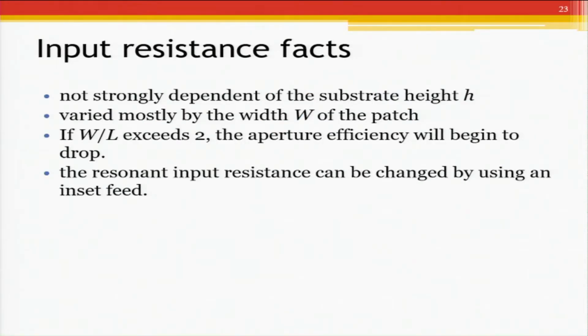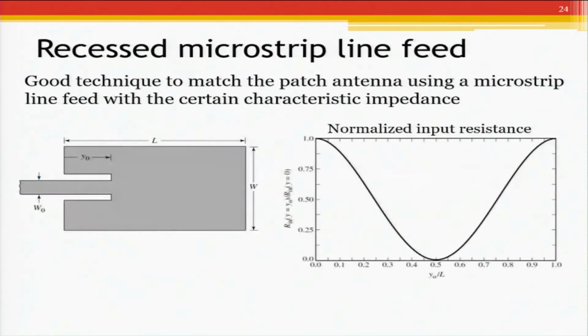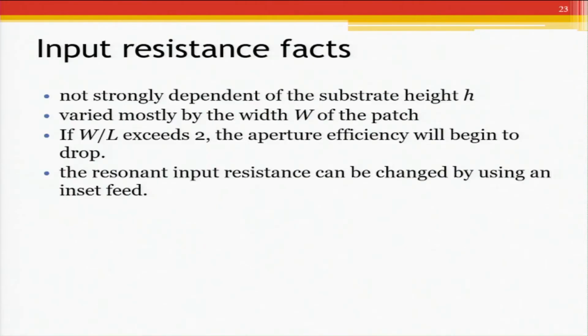Now, the input resistance facts. Again, why do we need to know the input resistance? Because if we know the input resistance, we can understand how to match the feed line. For example, if you want to set the inset, like in these pictures, like I said earlier, the inset position determines the matching. So if you know the input resistance of the patch, then you can control the inset position here to match with the input resistance of the patch.